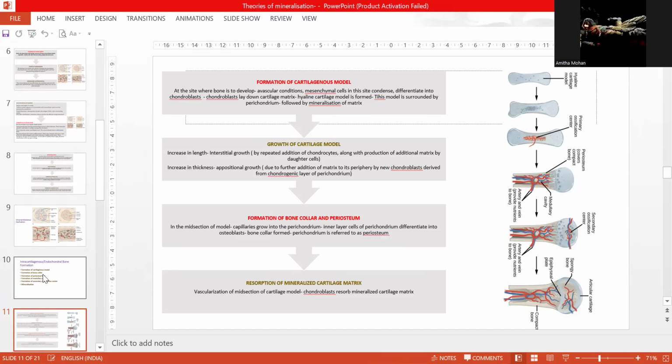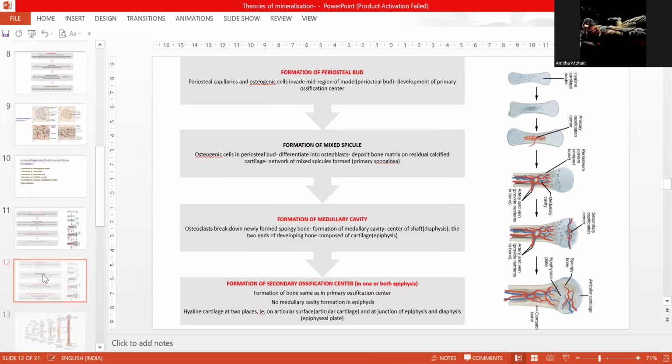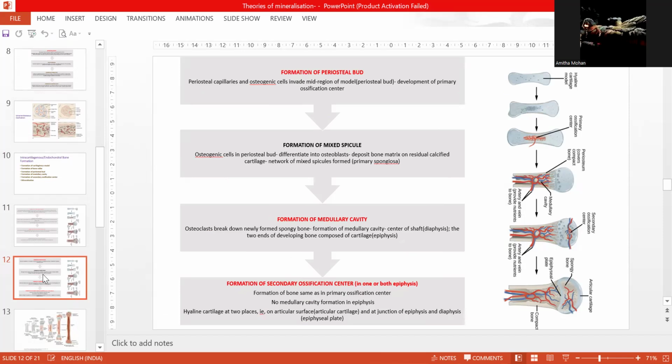Vascularization at the midsection of the cartilage model happens. Chondroclasts here will resorb the mineralized cartilage matrix. Periosteal capillaries and osteogenic cells will invade the mid-region of the model, resulting in the formation of a periosteal bud. There, the primary ossification center has developed.